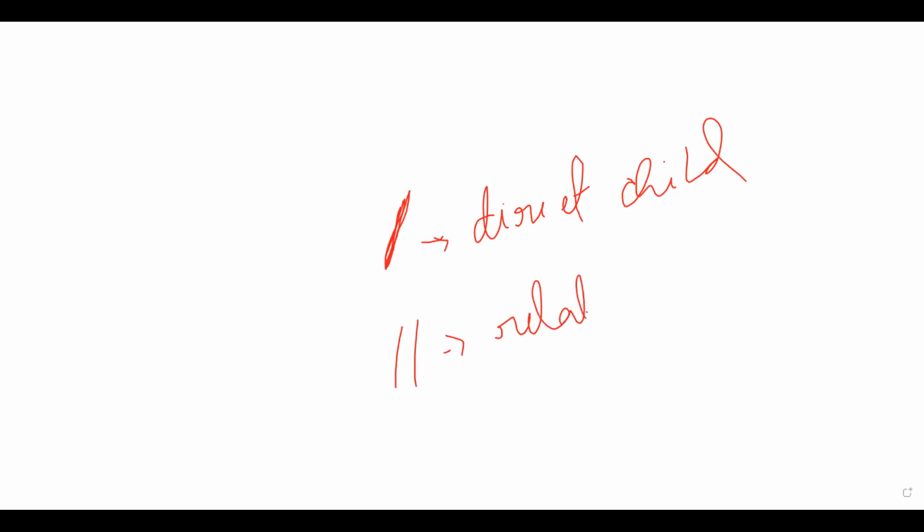Just to add some pointers, when you are going through an HTML document one by one, a single slash means direct child, and a double slash means relative child. So for better understanding, I'll show you. I'll share my screen.